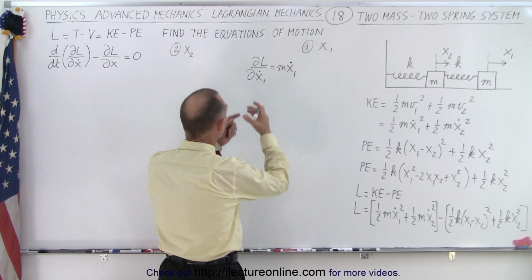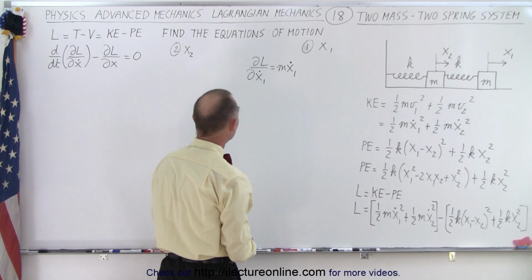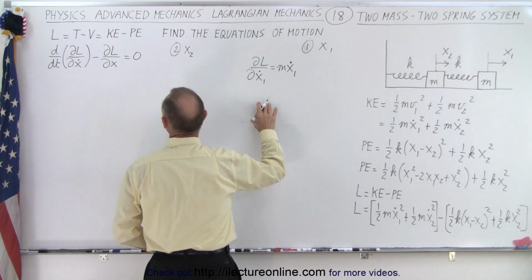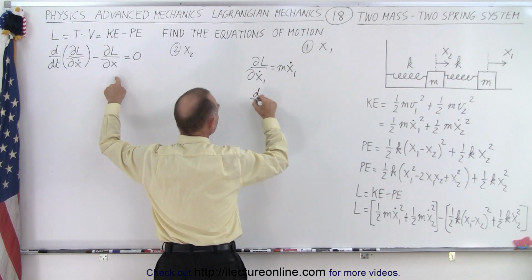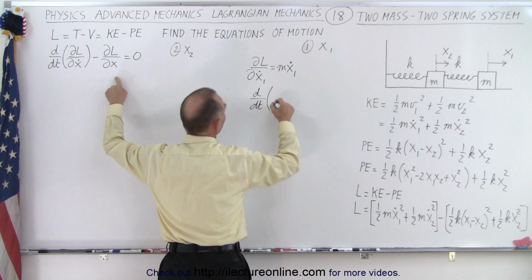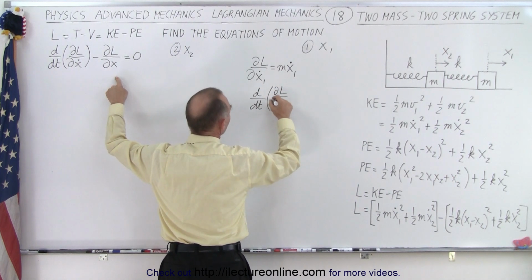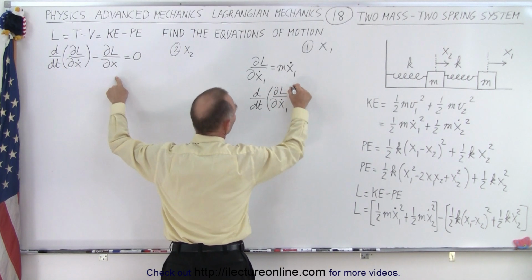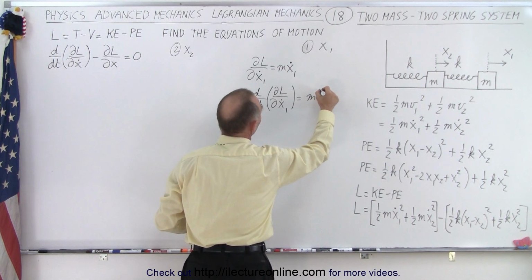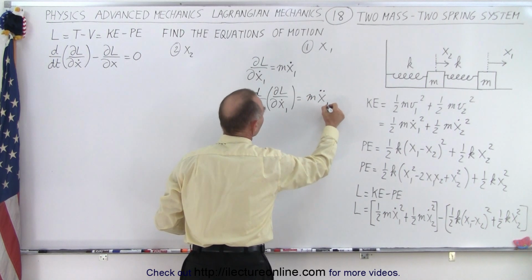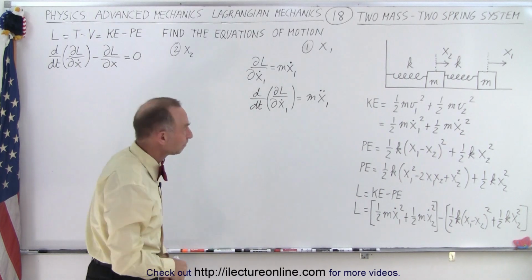That's the end of our partial derivative with respect to x1 dot. And then we take the time derivative of that, so d/dt of the partial of L with respect to x1 dot is equal to m x1 double dot. There should be a 1 here. There we go. All right, essentially ma.